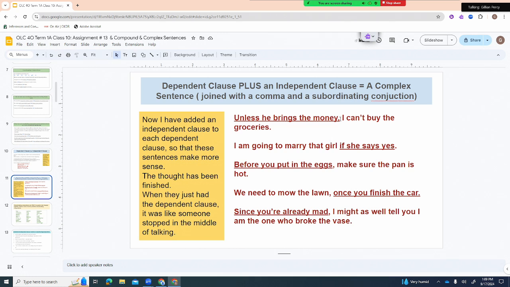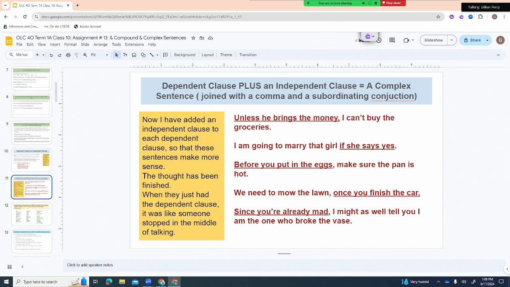Now I want to point out in this first one, unless he brings the money, comma, the reason I've got a comma there is to show that that would be a complete sentence. Now, if the unless came after groceries, if I wrote, I can't buy the groceries unless he brings the money, I don't need a comma there because it just becomes sort of part of the main sentence and it makes more sense there. Because I'm putting this unusual phrase in the front, I put a little comma to kind of indicate, yeah, I know this doesn't quite sound right. Here's the rest of the sentence, essentially.